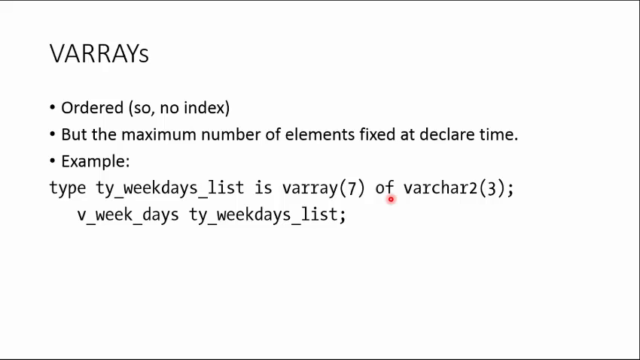I can extend it afterwards, but I have to fix it at the time of declaration, of elements of VARCHAR 3. And the way I address it is the same as with nested tables, which is the PLS_INTEGER index to go to a specific one. I haven't seen much use of VARRAYs in real life, and Python doesn't have an equivalent of that.